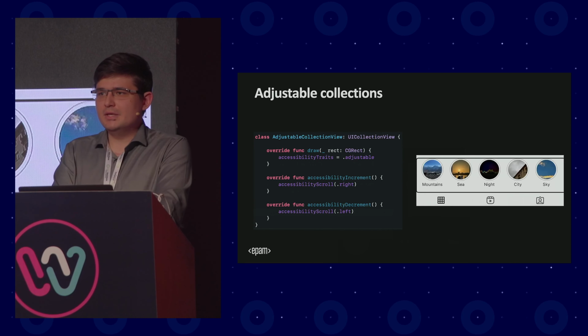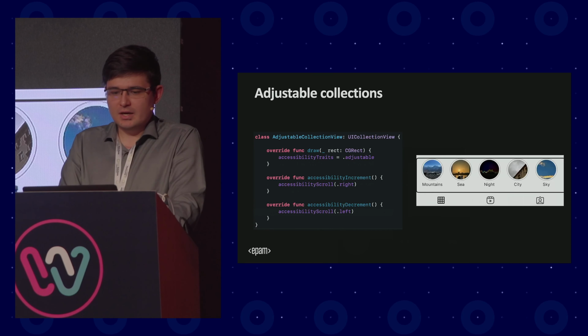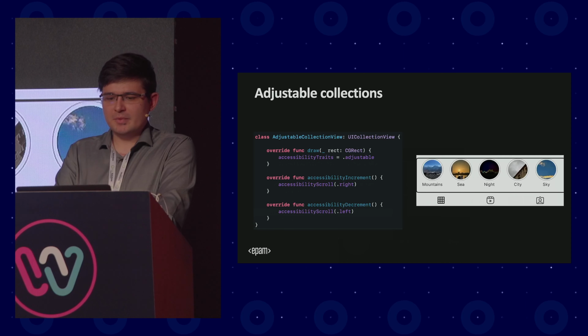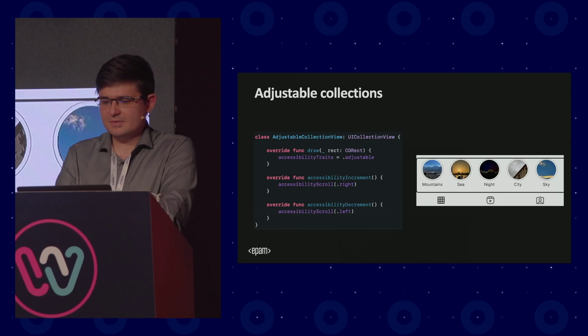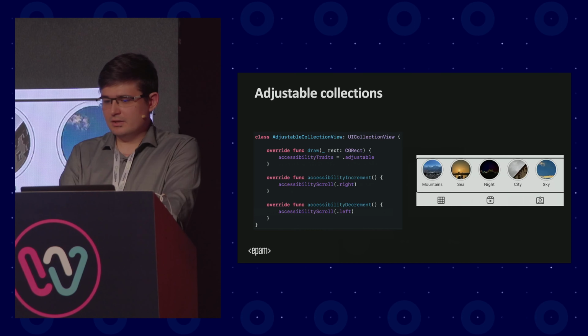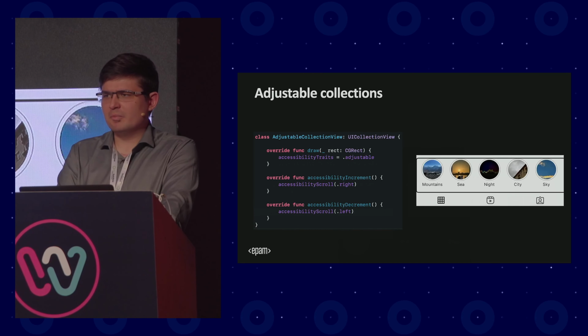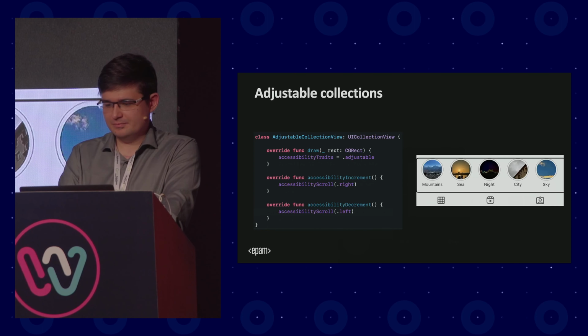Adjustable can also be used for controlling collections. As you can see on this slide, I've implemented a custom adjustable collection view. Inside the accessibility increment and decrement logic, I placed the accessibility scrolling functions. Let's see how Instagram implemented the same control in their story highlights tray.